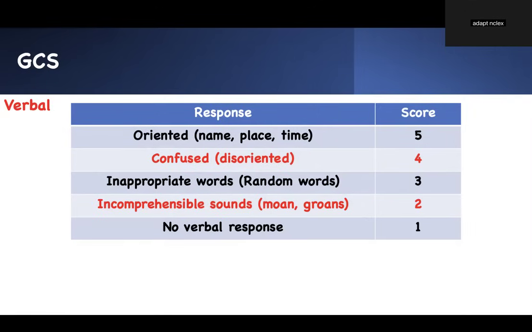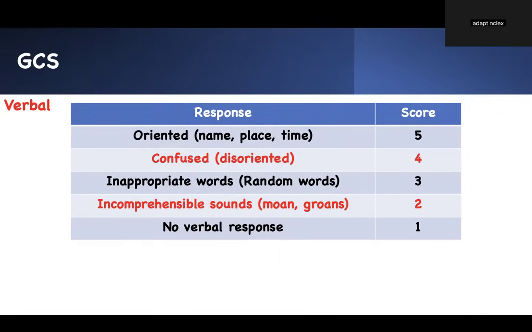It's different from incomprehensible. Incomprehensible means it doesn't make sense at all. I cannot even understand what you're saying. You're moaning, you may not be making a good sound. Moaning and groaning is incomprehensible. I don't know what you're saying, but you're making a sound. It's different from making words that are random. Therefore, incomprehensible, you get 2. If there's no verbal response, you get 1.